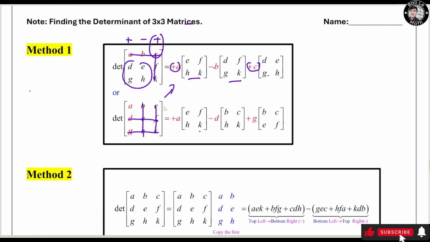If you start with this one, you have plus, minus, plus. If you start with this row, plus, minus, plus. If you start with the middle one right here, it should be minus, plus, minus, something like that. So normally, you're going to pick the row or the column that has more zeros because it helps you do the problem faster. So keep that in mind.